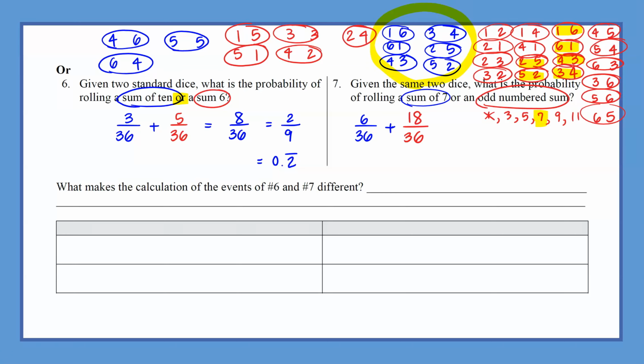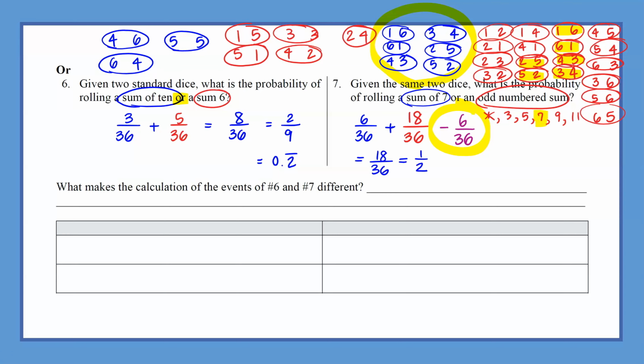Therefore, what I have to do is, for this example, subtract out the overlap that occurred. Subtract out the 6 that I counted twice in my probability. So if I subtract 6 out of 36, I get rid of any repetition between the two events, and my final answer is 18 out of 36, which is just 1/2.